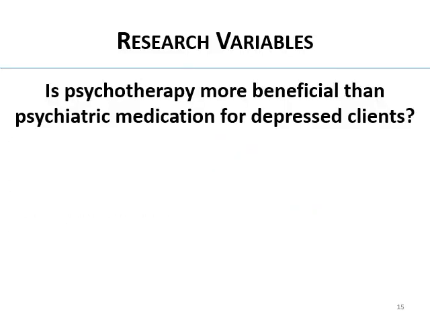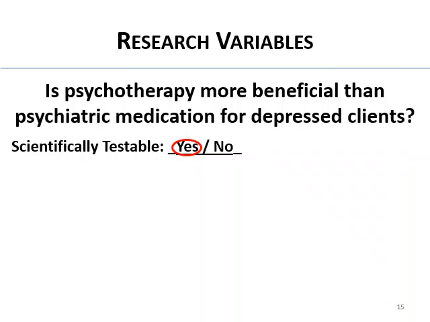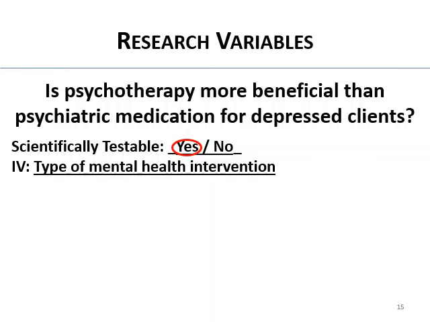So next one. Is psychotherapy more beneficial than psychiatric medication for depressed clients? Is this something we could test scientifically? Yeah, we sure could, right? In fact, it's one we want to test scientifically because we want to know these things. This is being a good clinical psychologist. So the independent variable here is the type of mental health intervention. That would be psychotherapy versus medication. You might have one where both those things are crossed, right? The DV, the thing that we think is affected by psychotherapy or psychiatric medication, is depression levels.